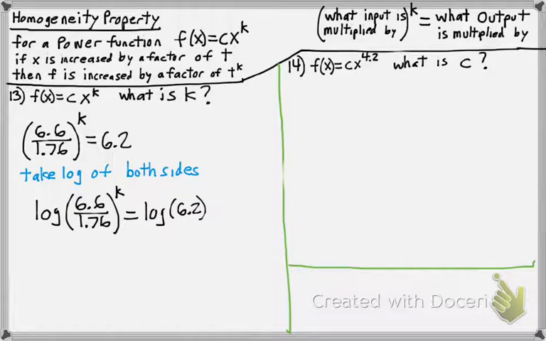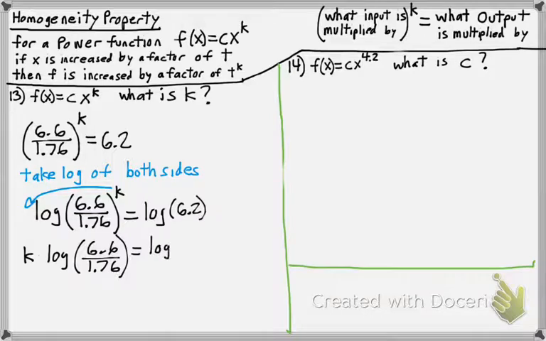Now, one of the advantages to taking the log is that you're allowed to move the power out in front. And you can only do that if there's a logarithm there. So this will be k times log of 6.6 over 1.76 is equal to log of 6.2.